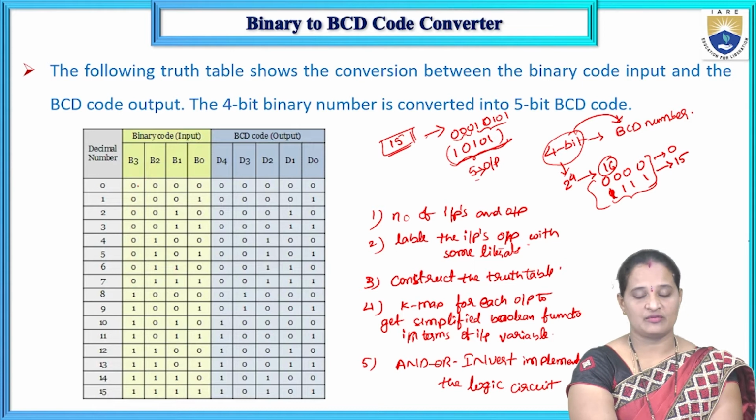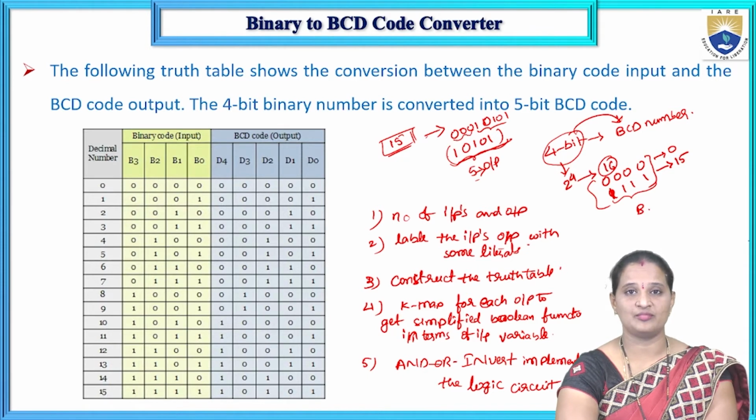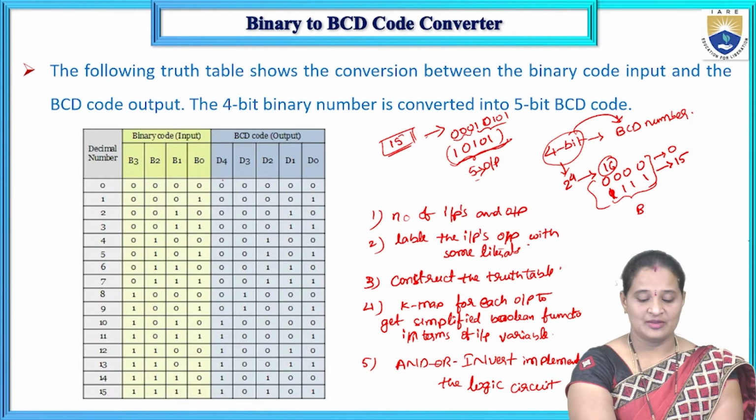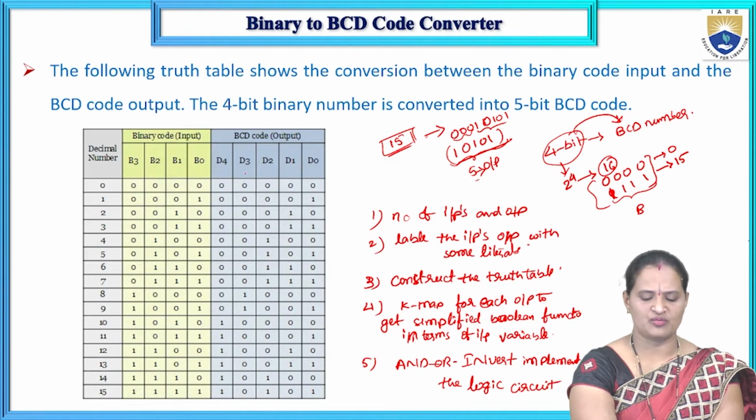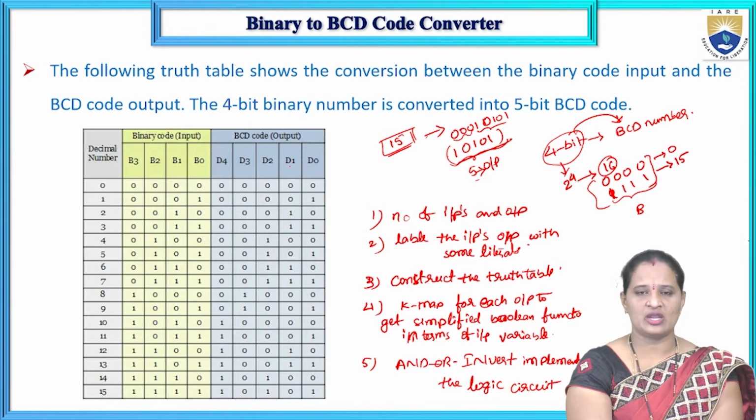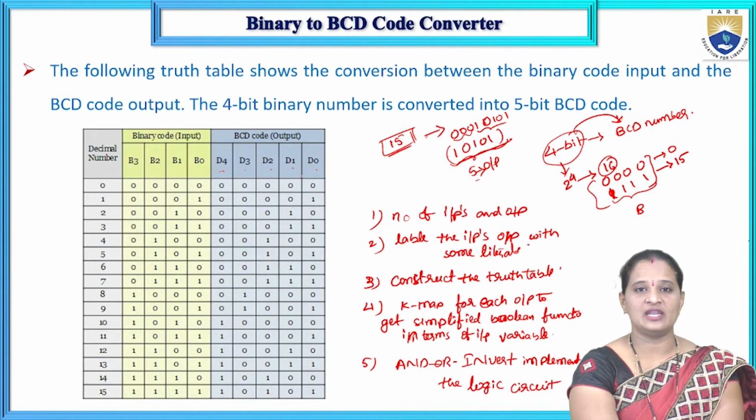So the number of inputs is 4 and the number of outputs is 5. As the input is a binary number, I represent the input variables as B3, B2, B1 and B0, whereas the output is BCD, binary coded decimal. You can assign whatever variables you want. I am giving the output variables as D4, D3, D2, D1, D0, because the resulting BCD code must have 5 bits. That is why I am taking 5 output variables.